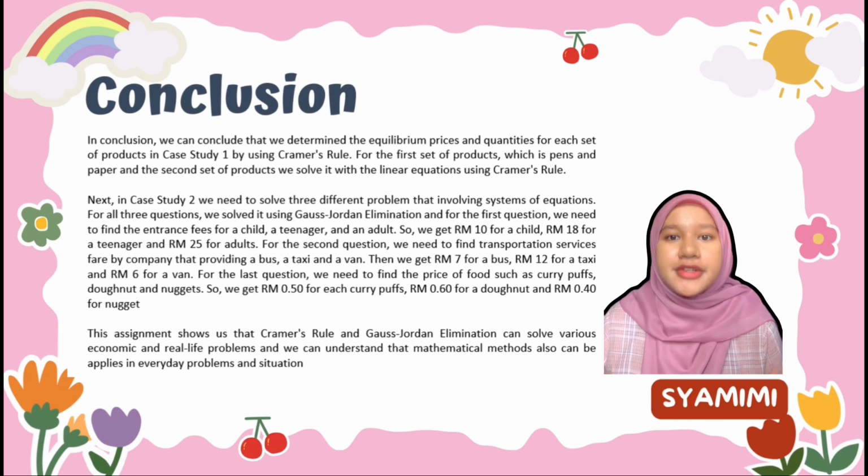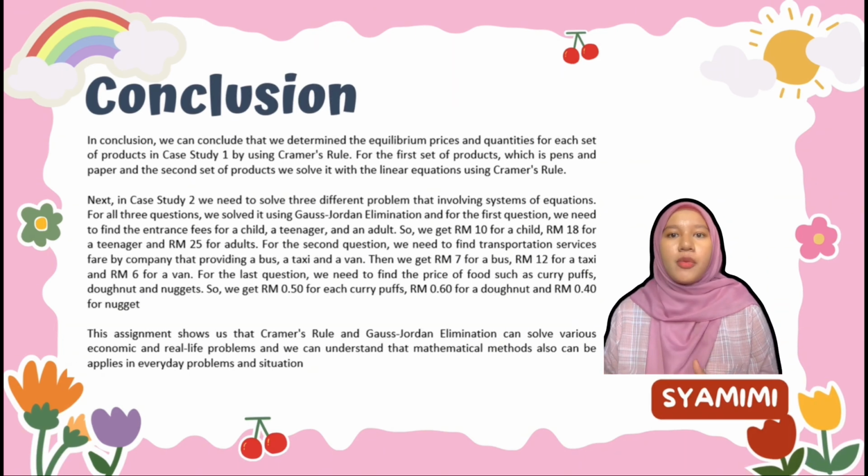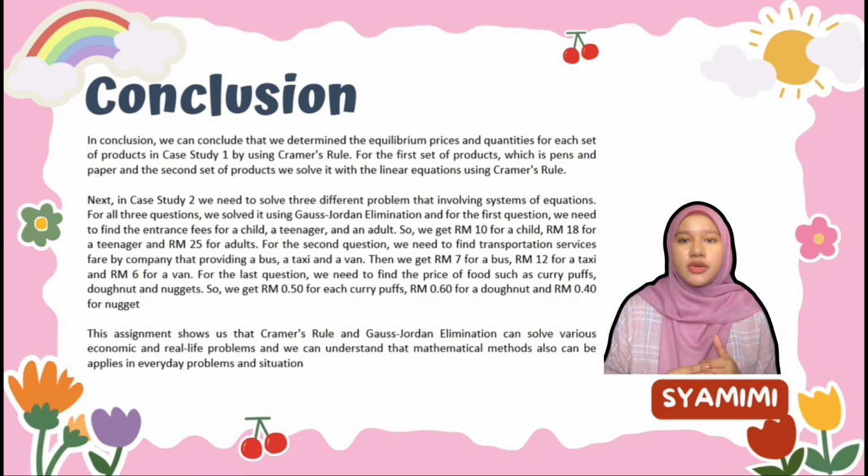Conclusion, we can conclude that we determine the equilibrium prices and quantity for each set of products in case study 1 by using Cramer's rule. For the first set of products, which is pen and paper, and the second set of products, we solve it with the linear equations using Cramer's rule.